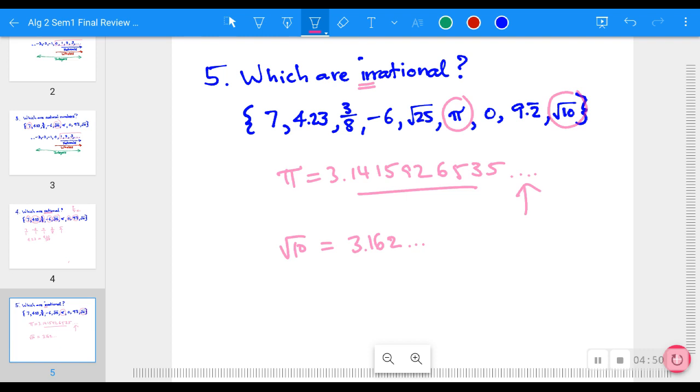So if you've circled all the rational ones on the previous slides, the ones that are not rational, IR is the Greek prefix that means not. Those are the irrational ones, and they will always be non-terminating, non-repeating decimals. Okay, that should get you through the first 5 problems.